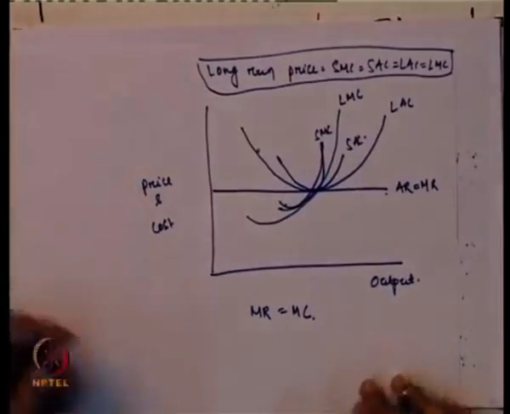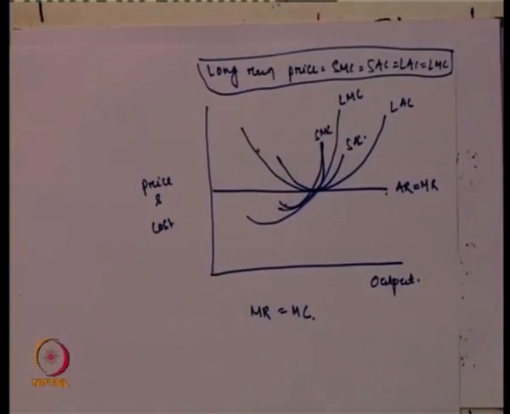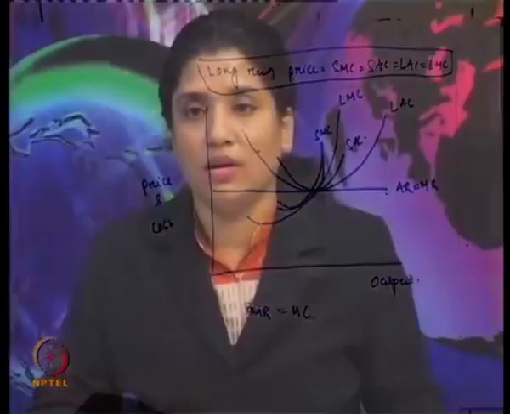This is the point where the long run price is decided, and at the long run price, the SMC is equal to the short run average cost curve, which is equal to the long run average cost curve, which is equal to the long run marginal cost curve, and that is how the normal price is decided in the case of the long run.